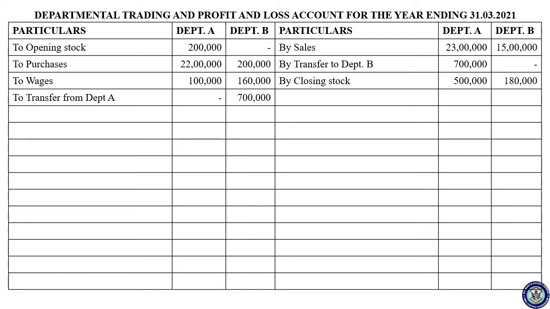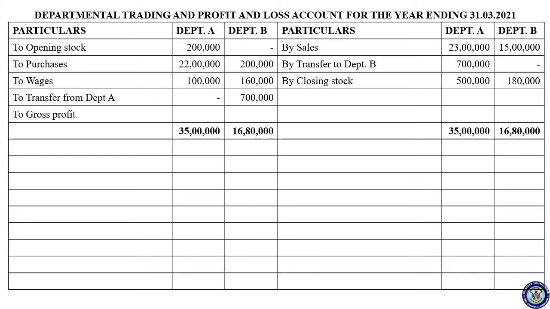Okay, so check your total. The totals are 35 lakh and 16 lakh 80,000, and the gross profit is 10 lakh and 6 lakh 20,000. So next it is "To gross profit". Next you have to carry down that balance. Sorry, bring down the balance. So it is "By gross profit", that is 10 lakh and 6 lakh 20,000.